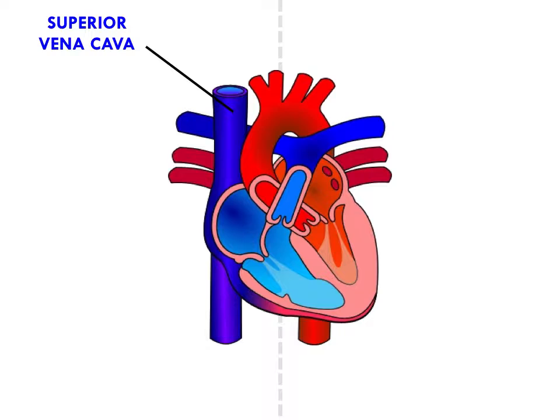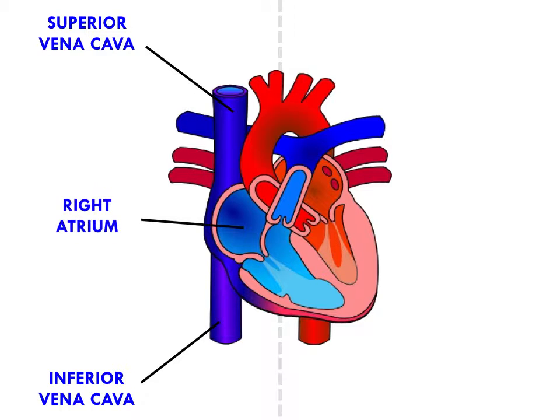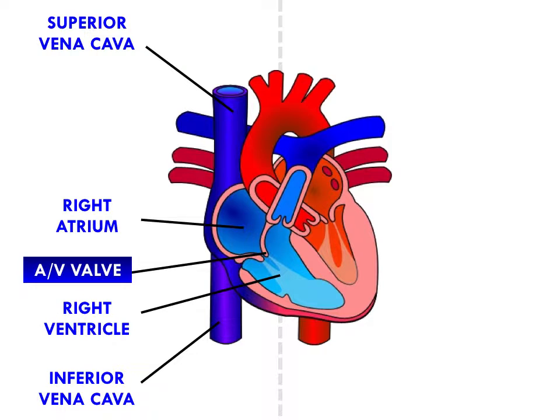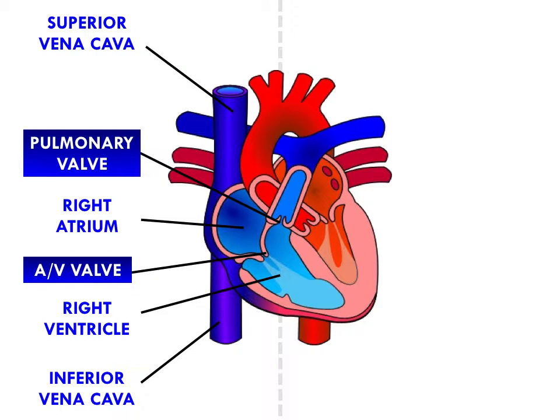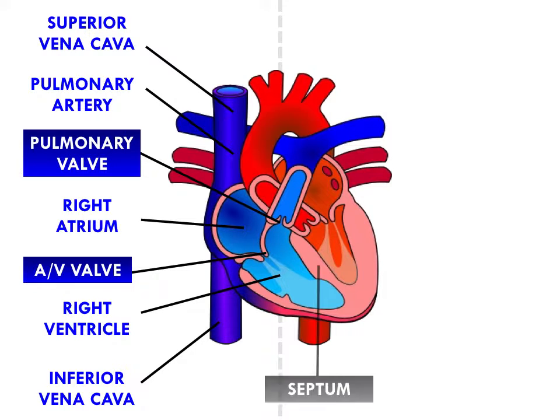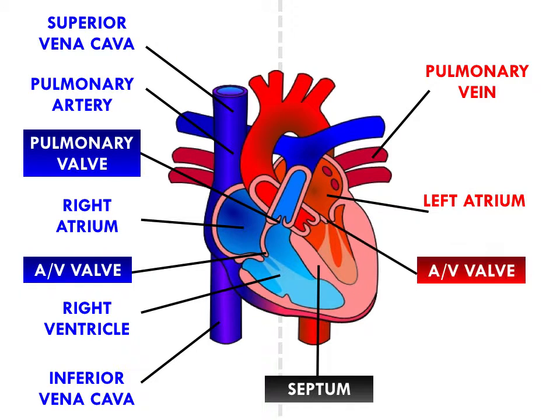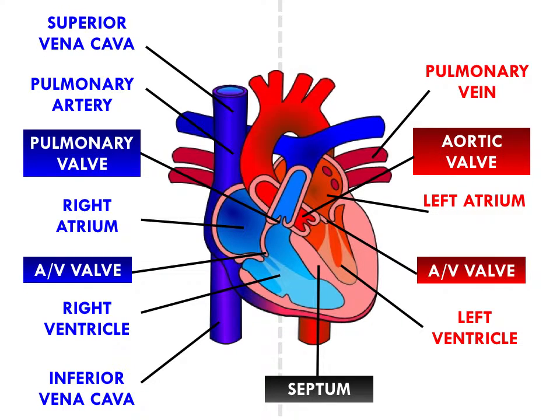Taking a look at some of the anatomy, you've got the superior vena cava. Again, this is all making up the pulmonary circuit, and the inferior vena cava, right atrium, that AV valve on the right side, and the right ventricle. There's also the pulmonary valve, pulmonary artery. The septum is the part between the two ventricles. You've got a pulmonary vein, left atrium, an AV valve, and left ventricle. There's also the aortic valve, and then the aorta.